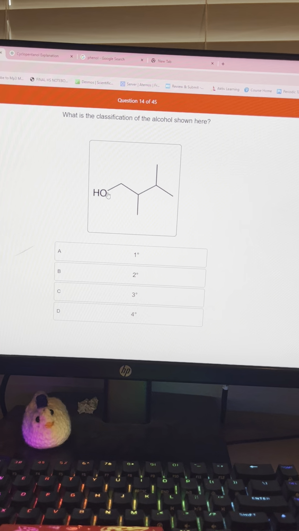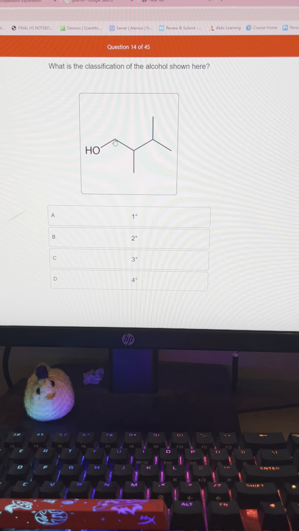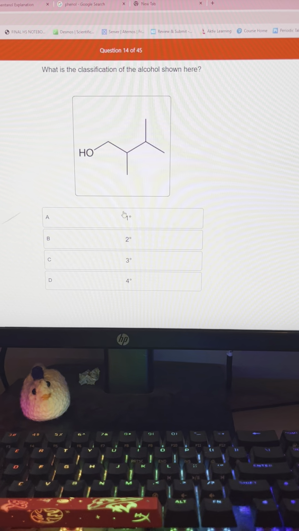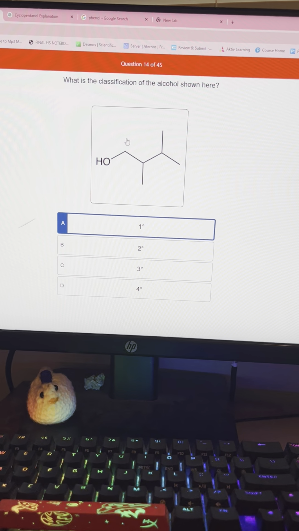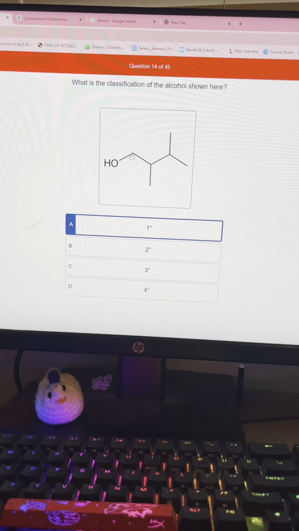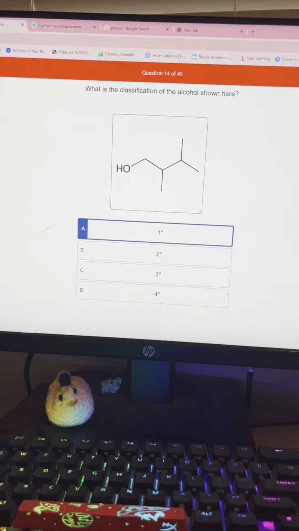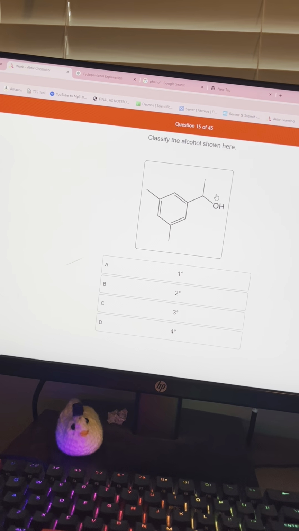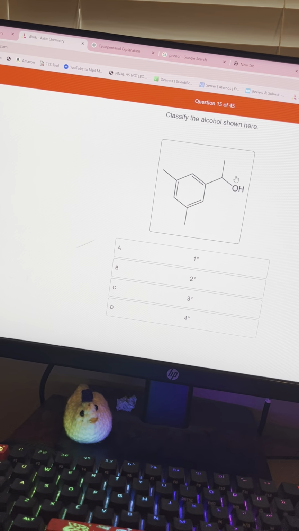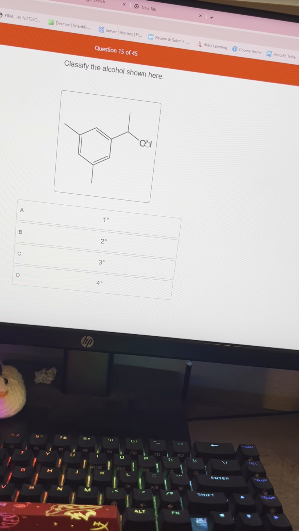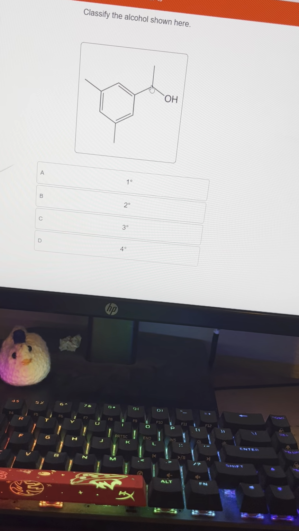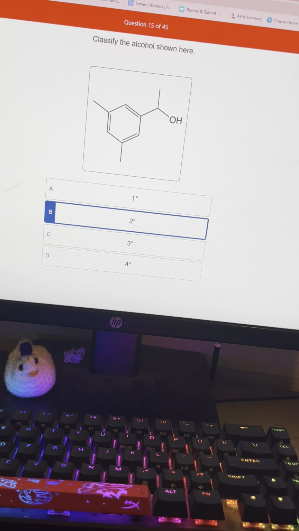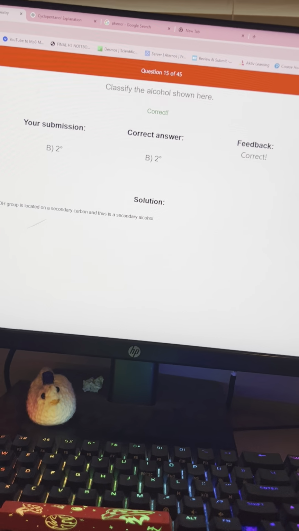Same thing here. We start with the alcohol. This is attached to only 1 carbon. So that means it is 1 degree. See, up here, that would be a hydrogen. Hydrogen, it's only attached to 1 carbon. Okay, we're going to classify this one too. So we look at the alcohol. We go to this carbon. It's attached to 1 carbon and 2 carbons. So that means it's a secondary.